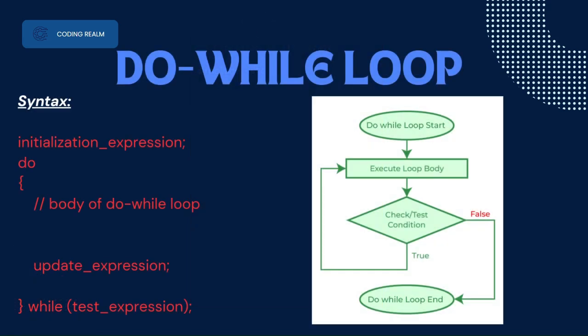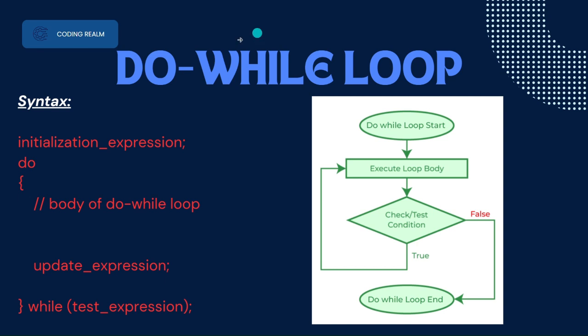Now the do while loop. The do while loop is similar to a while loop, but the only difference is that in the do while loop the test condition is tested at the end of the body. In the do while loop, the loop body will execute at least once, irrespective of the test condition.